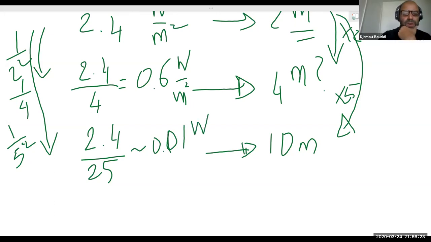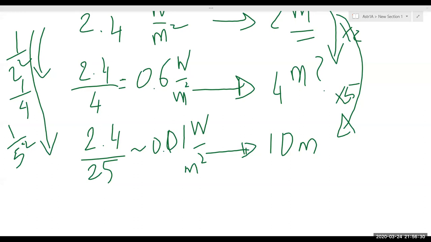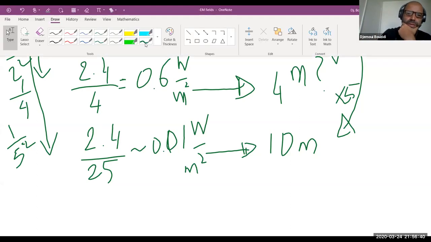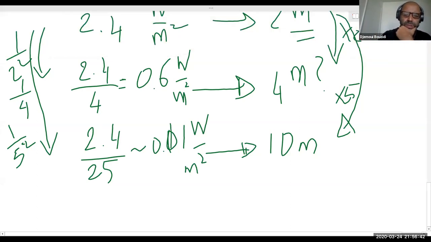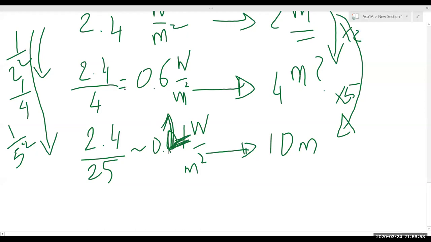Am I right or am I wrong in here? Because I'm doing this in my head. Okay, let me get it. 2.4 divided by 25. I'm getting 0.1. Yeah, 0.1, I'm sorry. A tenth. So it's about 0.1 watts per meter squared. So you see how the intensity drops? It becomes super dim at 10 meters away from it.